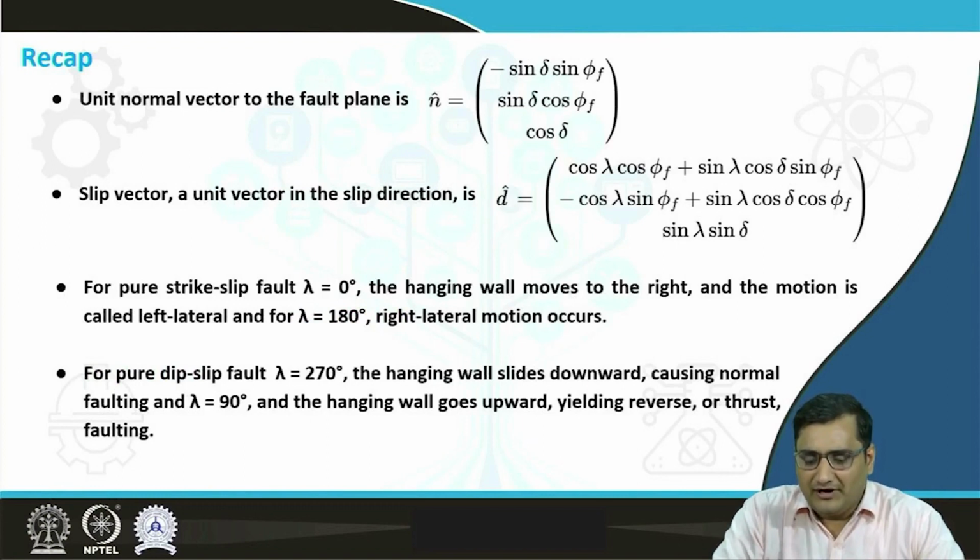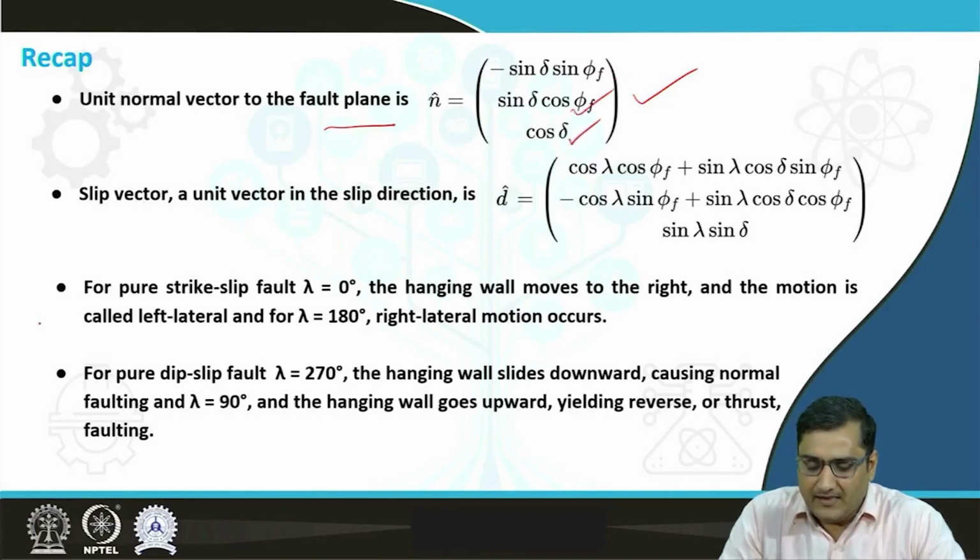The unit normal vector to the fault plane can be represented by n cap, which is equal to this particular matrix: minus sine delta sine phi f, sine delta cos phi f, cos delta. And the slip unit vector is defined in the slip direction, that is d cap, and it can be represented by this particular matrix.